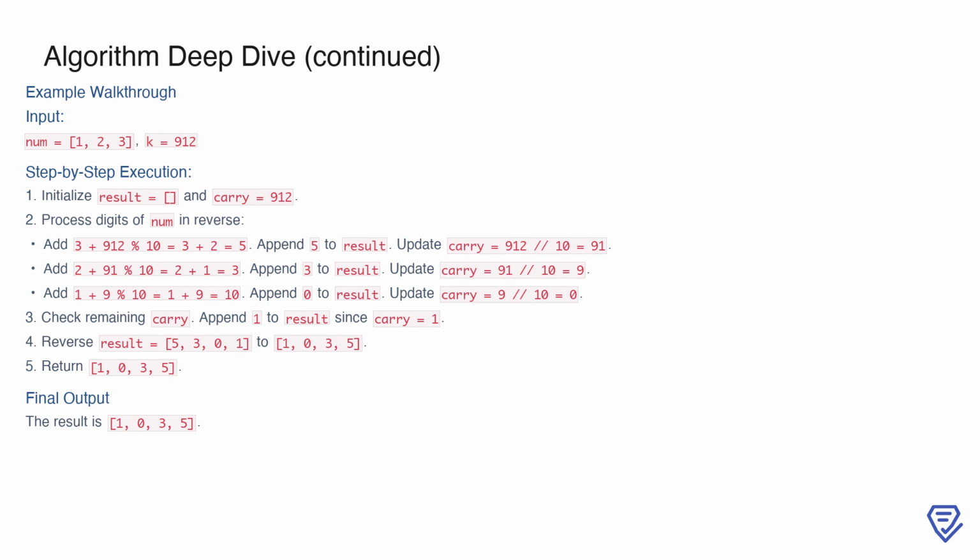At this point, we check if any carry remains. Since carry is now 1, we append it to result. The result list is now 5, 3, 0, 1. Reversing this list gives us 1, 0, 3, 5, which is the final output. Thus, the sum of 123 and 912 is correctly represented as 1, 0, 3, 5.